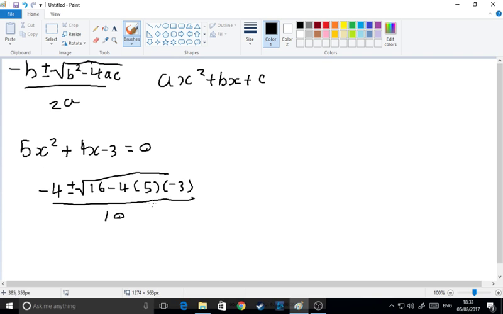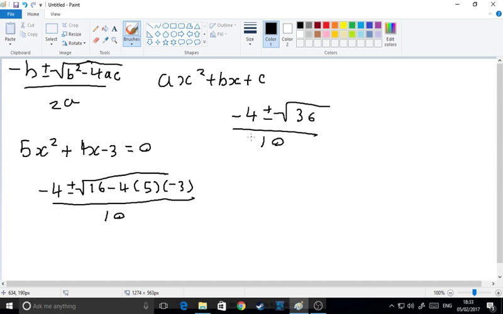So this would end up being minus 20 plus 20. This would end up being root 36. And you do minus 4 plus or minus root 36 over 10. And that should be your answer.